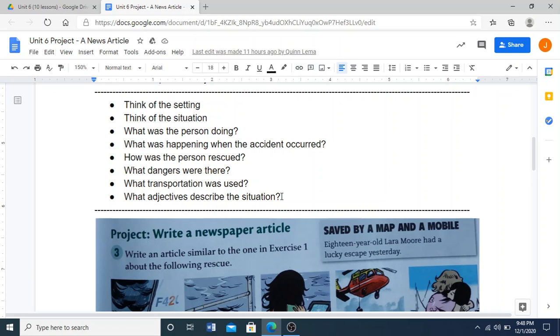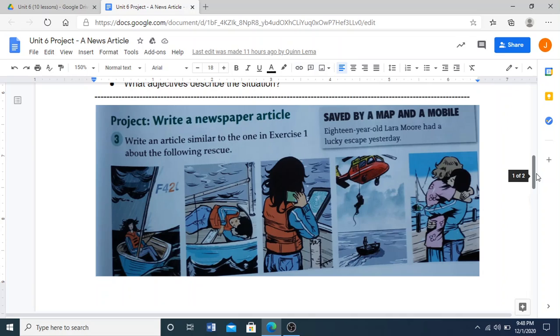So, in your planning phase, try to answer these questions. Just make a little jotting of the answers in your planning. Then later on, you can expand this into your newspaper article. This is an idea for you to write your newspaper article with.